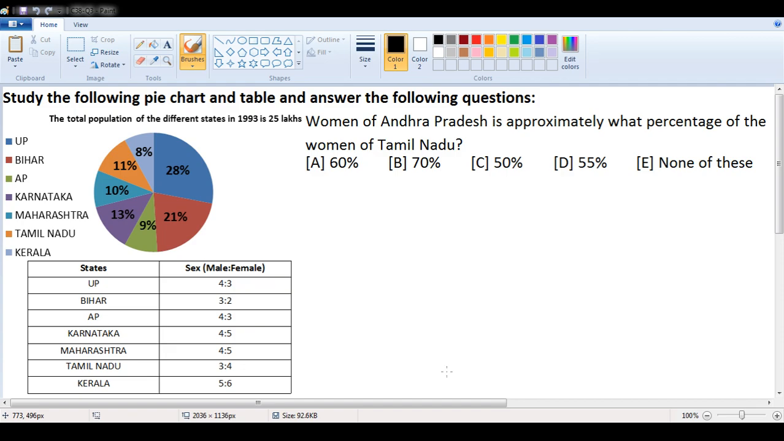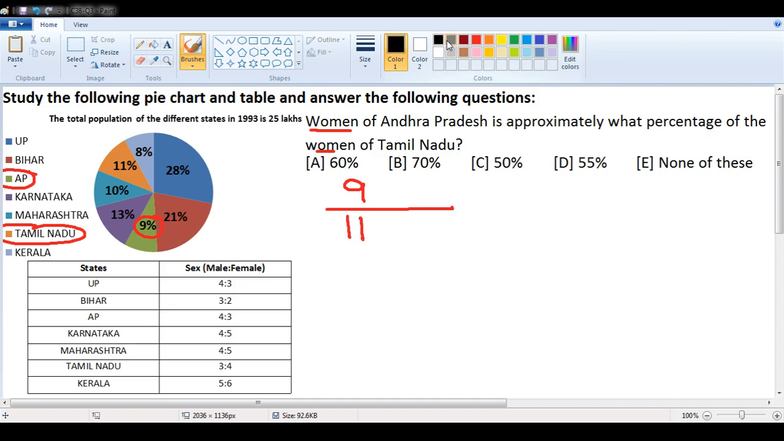Your third question is, women of Andhra Pradesh is approximately what percentage of women of Tamil Nadu? Now first of all they are asking about women. That means definitely you should refer to the table also, right? First of all, Andhra Pradesh, what is the value which is given in green color? It is 9 percentage. So I will write 9. Tamil Nadu, what is the value which is given? It is orange color. It is 11. I will write 11.